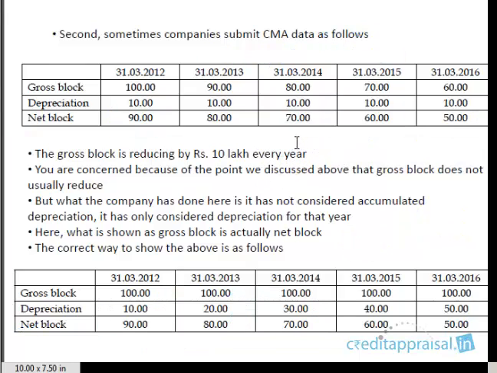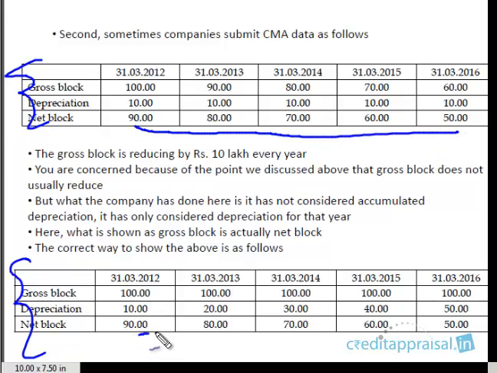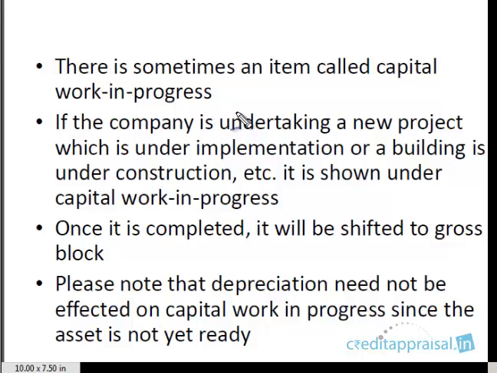So you'll be interpreting the funds flow statement incorrectly. That's why, whenever companies for lack of knowledge submit CMA data like this, you have to make a small modification and convert it into this particular format. The final value will be the same. I'm not saying the company has arrived at a wrong figure. The final value is the same, but you need to ensure that the gross block is not going to decrease.